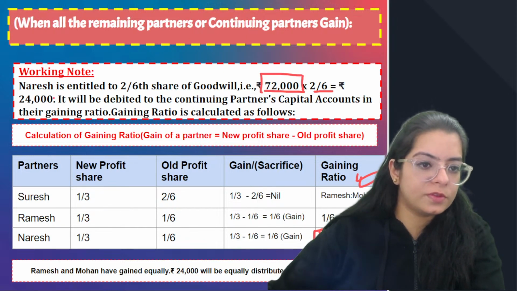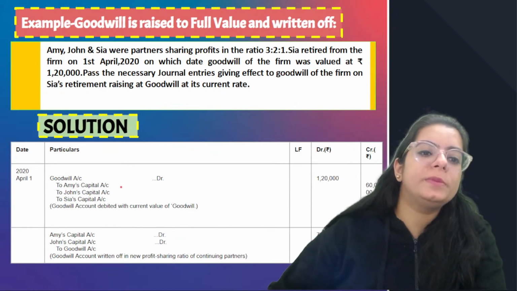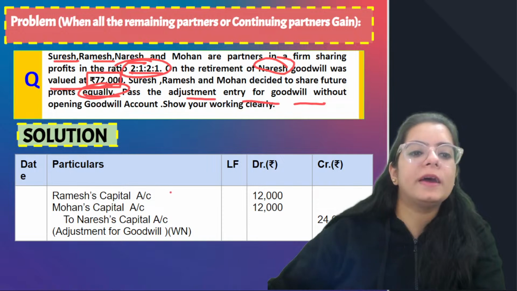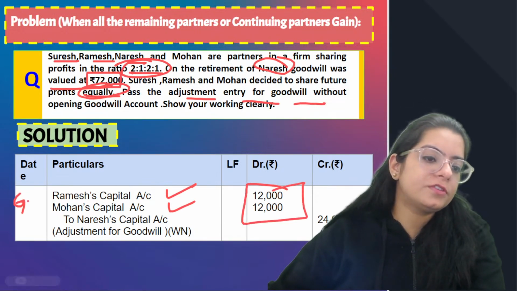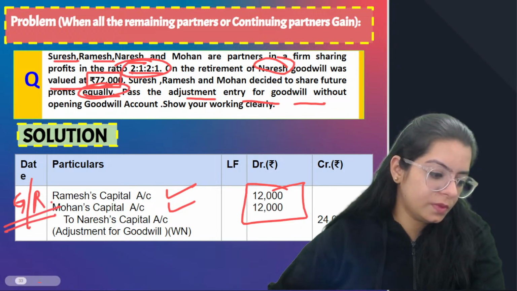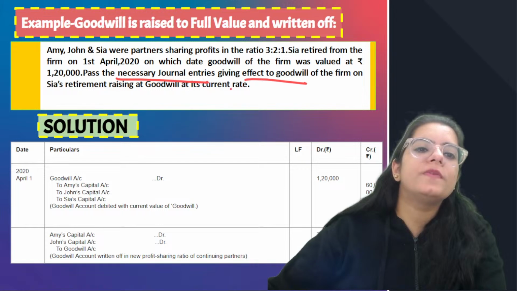His share is 2/6, so 24,000 is his share of goodwill, which will be paid by Ramesh and Mohan in equal ratio, right? In which ratio have they paid? In gain ratio. Okay.